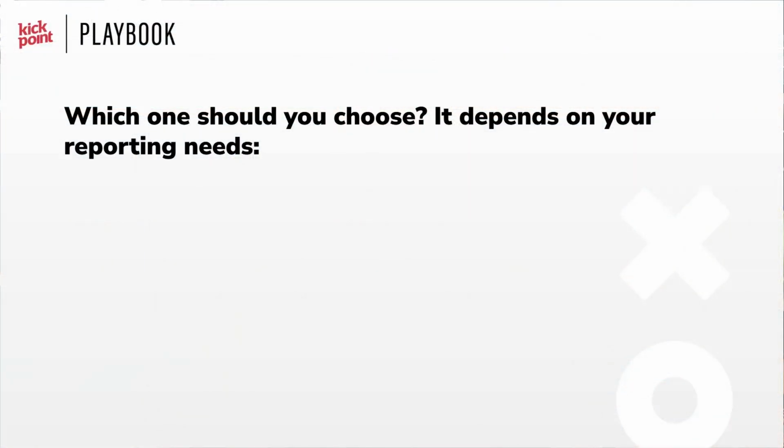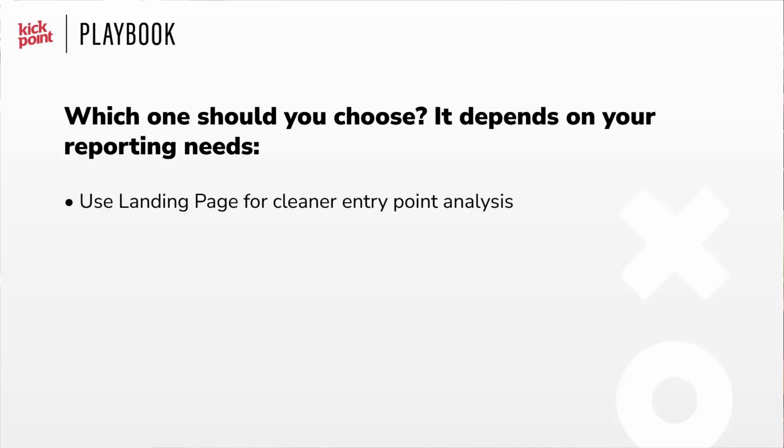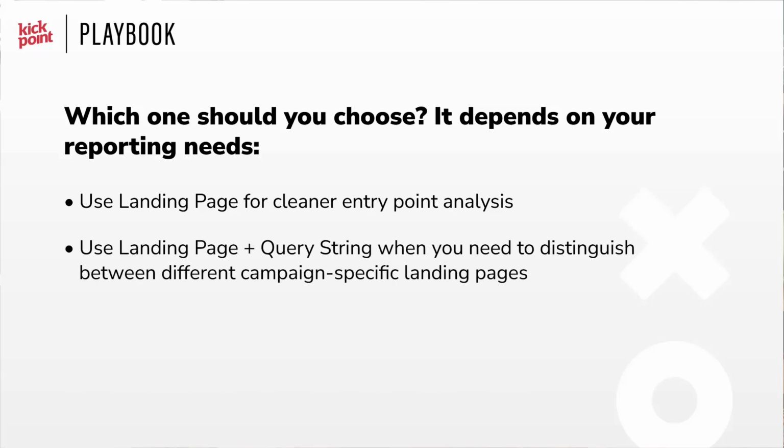The landing page dimension shows the very first page a visitor sees when they arrive on your website. There's two options here. There's landing page and there's landing page and query string. Now, which one should you choose? It really depends on your reporting needs. You want to use landing page for cleaner entry point analysis, or you can use landing page plus query string when you need to distinguish between different campaign-specific landing pages. If you're running ads, landing page plus query string might end up showing many variations of the same page because each visitor will get their own unique ad code.